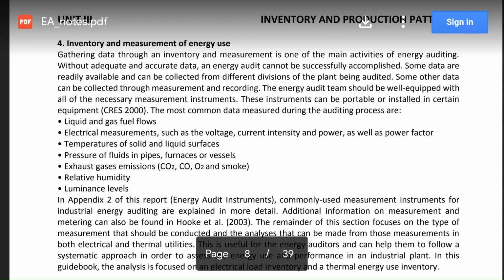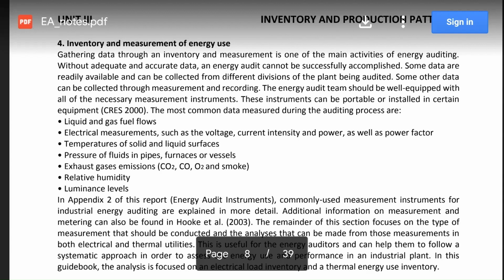So it is broadly the liquid and the gas flows, the fluids. Okay, so these can be measured using the pressure, pipe size, pipe area, etc. Electrical measurements of the machinery, nameplate rating is given, so that can be verified for voltage, current, and power factor, etc. Temperature of the solid and the liquid surfaces. Okay, because if, for example, we are talking of the boiler, if it is already at elevated temperature, it will boil the water earlier.